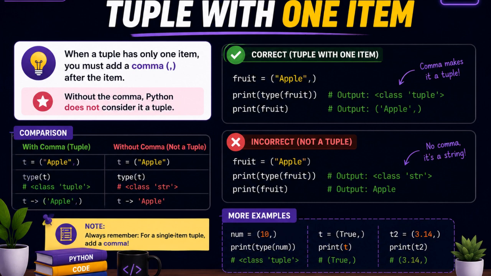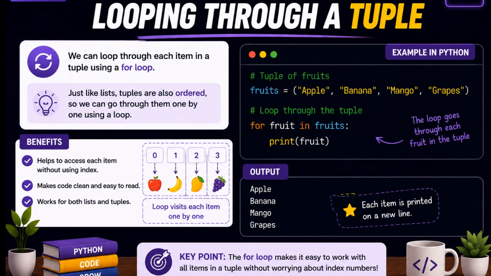Okay, now let's see how to loop through a tuple. We can use a for loop to go through each item in a tuple. Here we have a tuple containing apple, banana, mango and grapes. We write for fruit in fruits and then print fruit. The loop takes each item one by one and prints it. So the output will be apple, then banana, mango and grapes. Using a for loop makes it easy to access every item in a tuple without using index numbers.